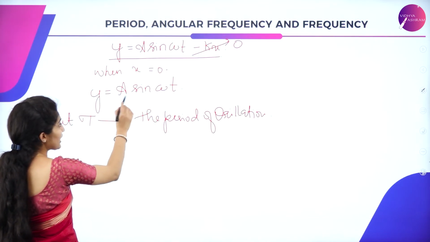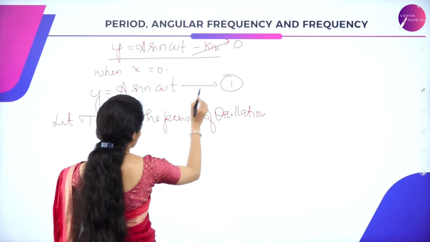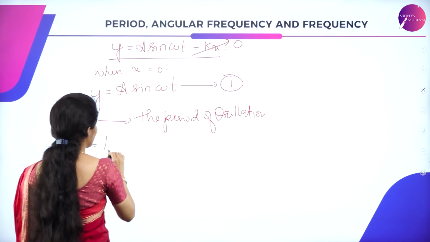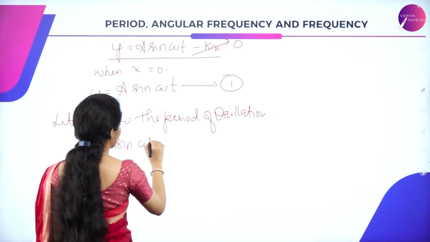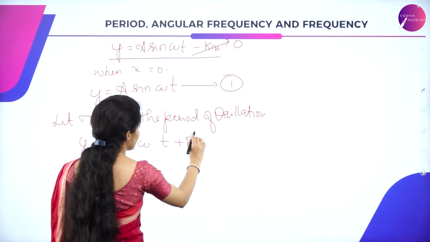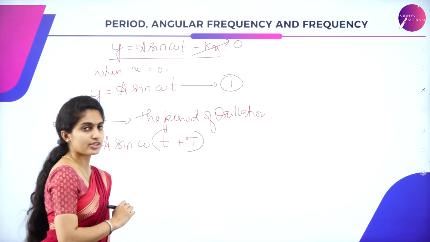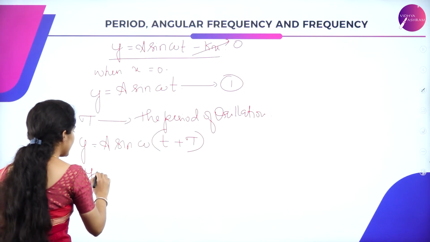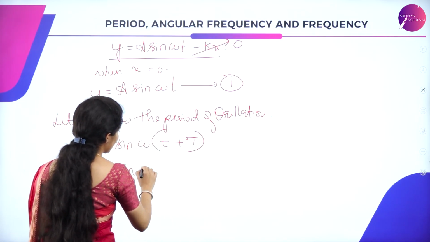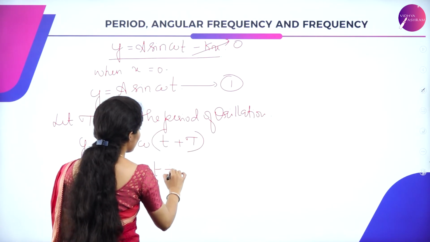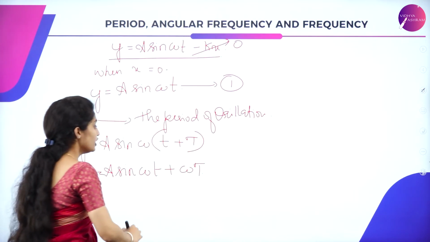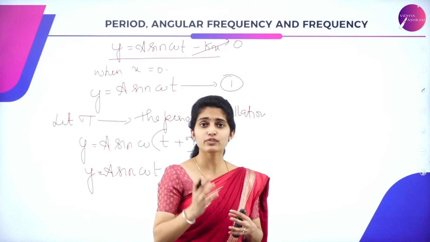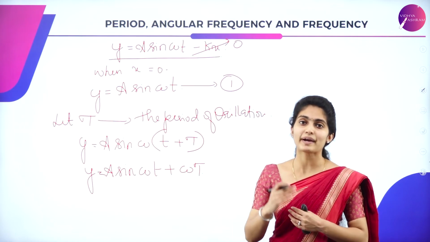So how can you rewrite this equation? Let me consider equation 1, and you can rewrite it as y is equal to a sine omega t plus capital T, which suggests the period of oscillation. So now let us write y is equal to a sine omega t plus omega T. What does this give you? It is nothing but the value of sine repeats after every 2 pi change.